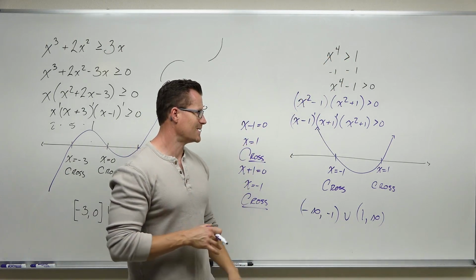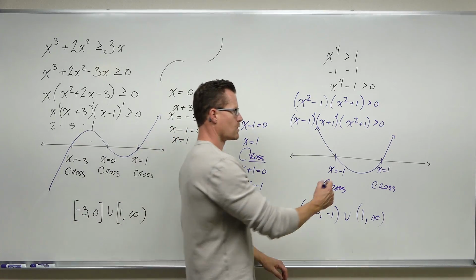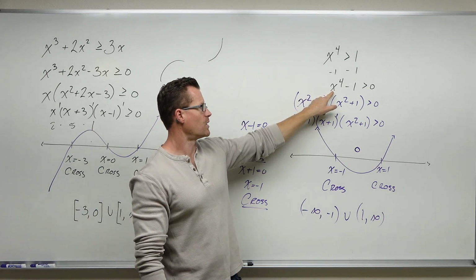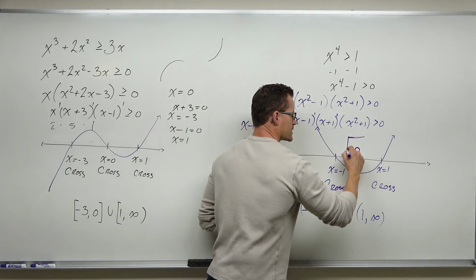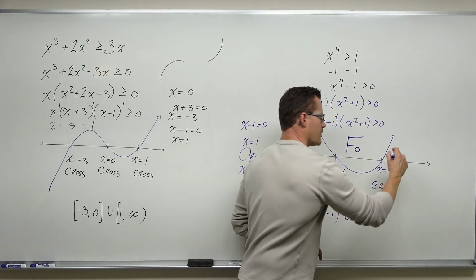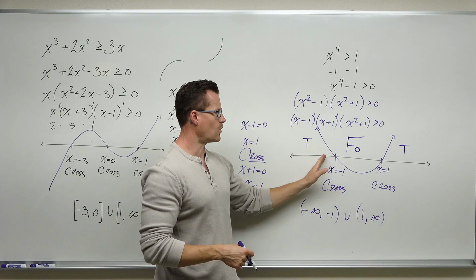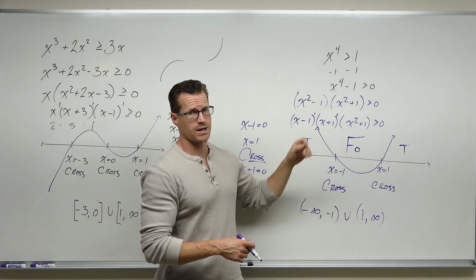It's kind of neat. If you wanted to plug in a value, of course we could plug in 0. 0 is really nice. 0 to the 4th power, 0 minus 1, well that's negative 1. Is negative 1 greater than 0? No, it's not. Crossings say that you have opposite truth, and we get the same intervals. Negative infinity to negative 1, 1 to infinity, but use parentheses because we're not asking for x-intercepts.